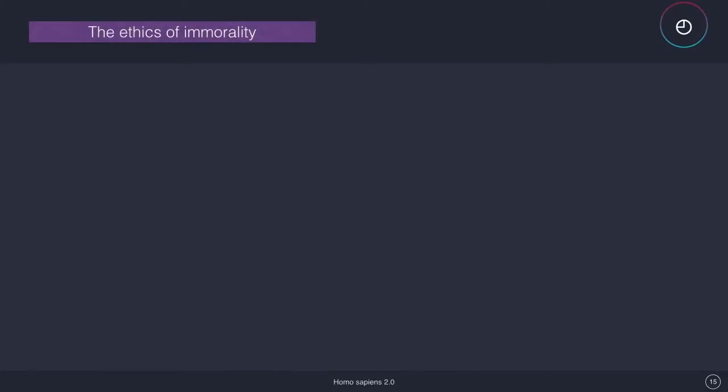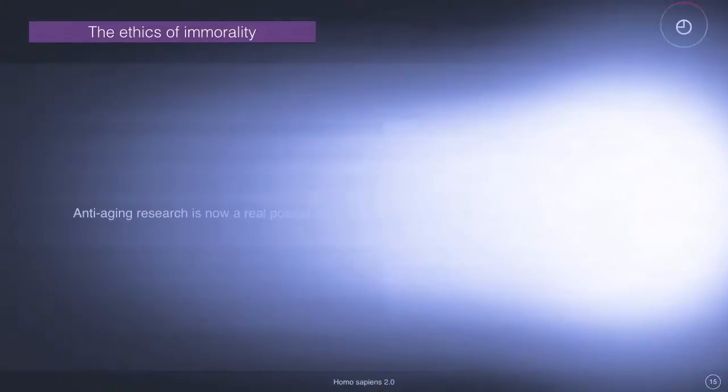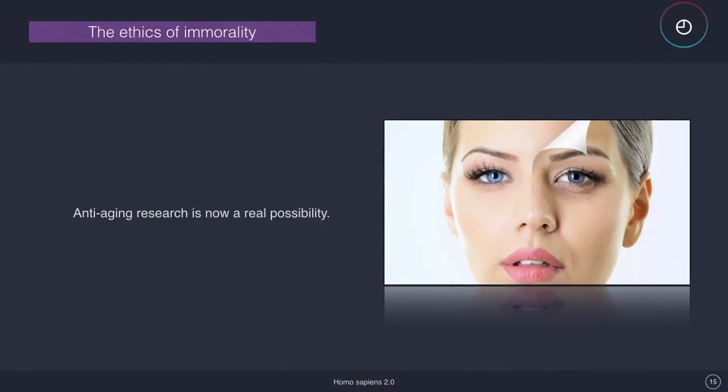Because usually when I mention to people the idea of immortality, they say they don't want to live forever, and that's not something you would want. And so now that anti-aging research is a real possibility, I think it's important to have this discussion. Because no one would argue that we should ever give up on a person.